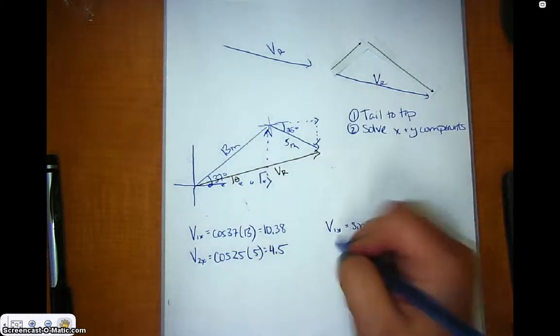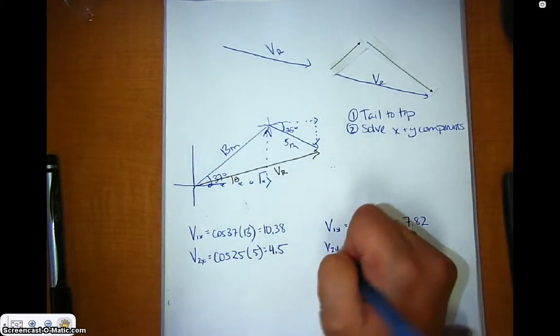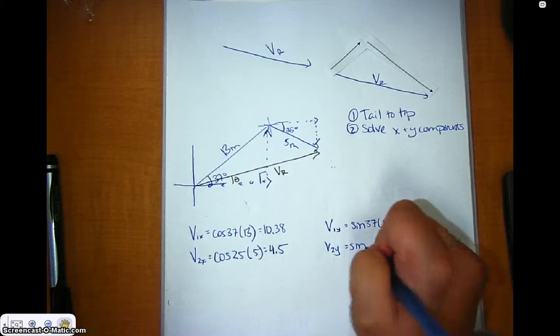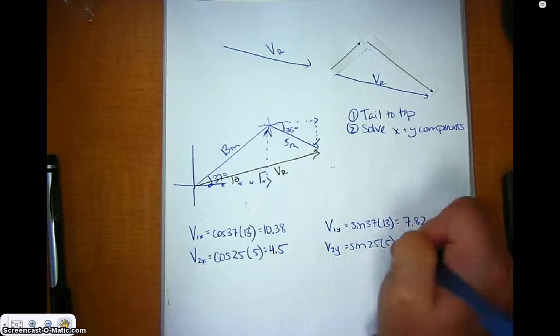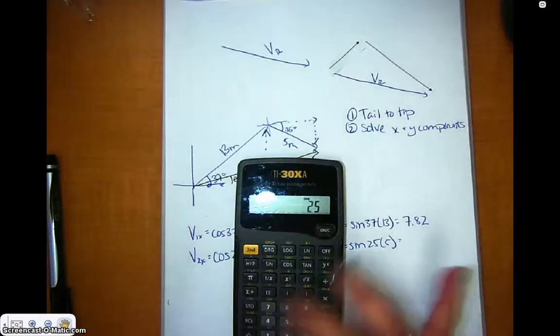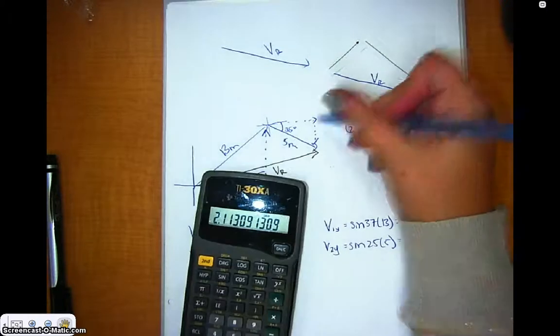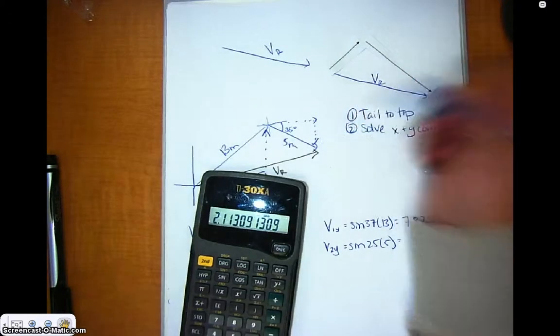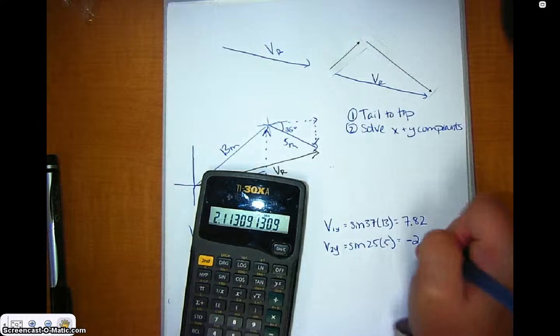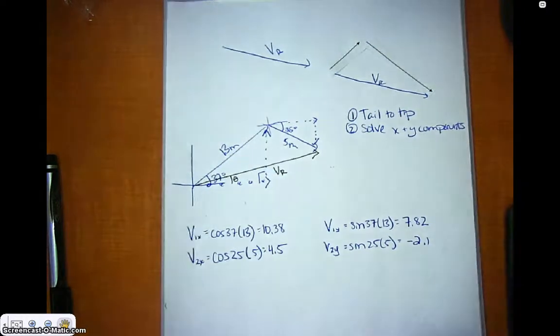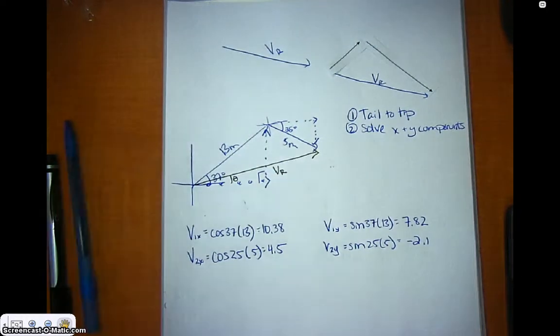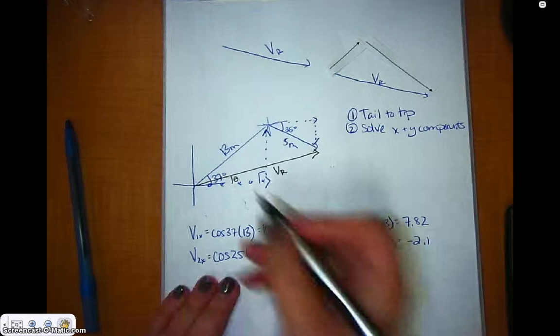And then over here I'm going to do vector 2y, and this would be the sine of 25 times 5. And I get 2.1. But if we look at my component, I see it's pointing down, so I'm going to make it a negative 2.1. Now, if you can see here, this is the resultant.